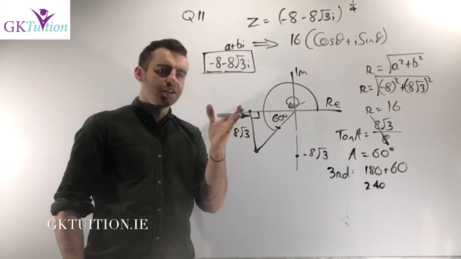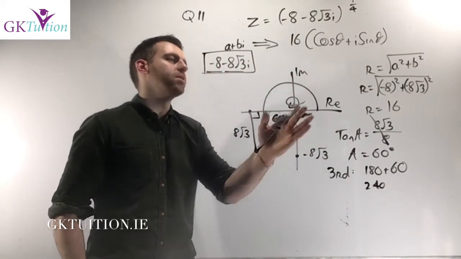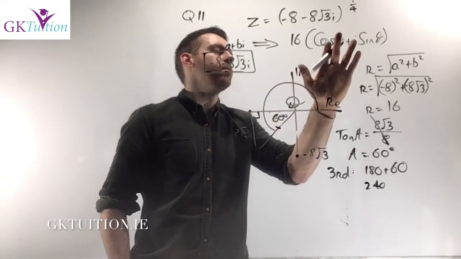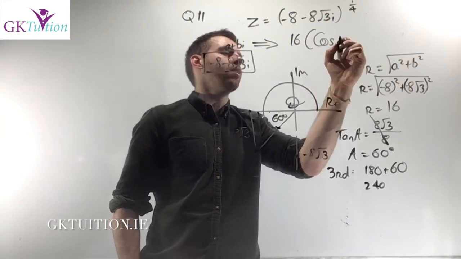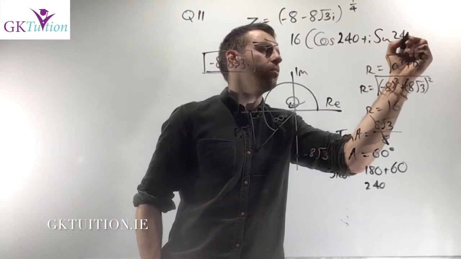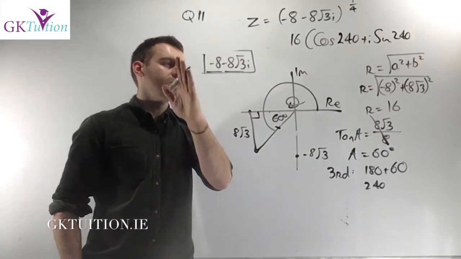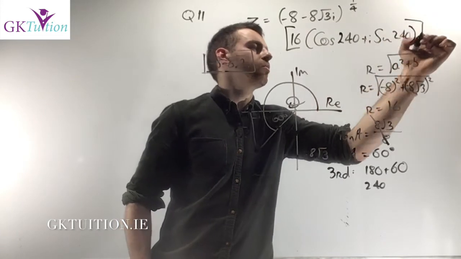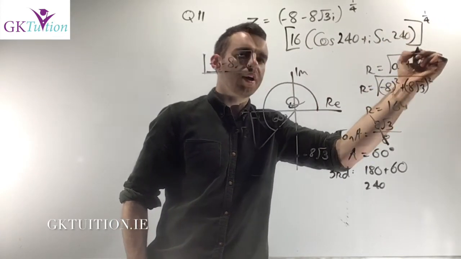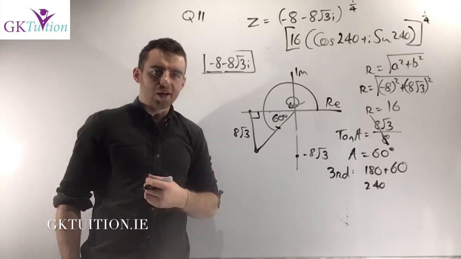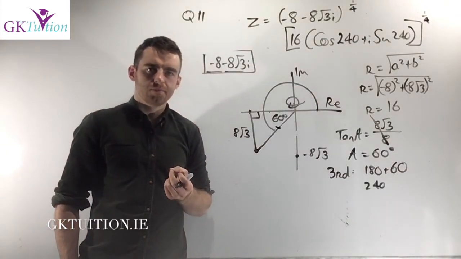So I've worked out the modulus and theta, the argument, so I can now say that minus 8 root 3i can actually be written as 16 times the cos of 240 plus i times the sine of 240. And in this question, I need to get all of this to the power of a quarter. So once I need to get this to the power of a quarter, I can start thinking along the lines of de Moivre's theorem, and I can figure out how I'm going to get all of my answers.